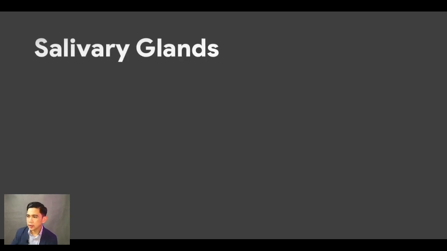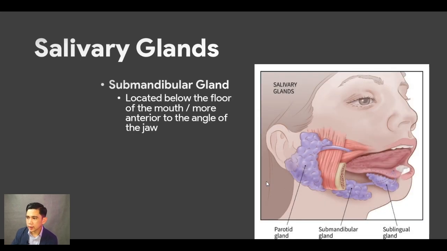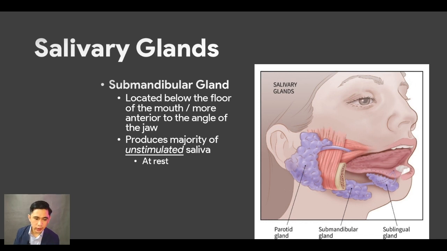The second salivary gland is the submandibular gland. It is located below the floor of the mouth, more anterior to the angle of the jaw. So this is the angle of the jaw. It's more anterior. It produces the majority of unstimulated saliva. So when we are at rest, when we don't have the sight of food, or when we're not eating, just like when we're sleeping, the saliva that is produced is carried off by the submandibular gland.